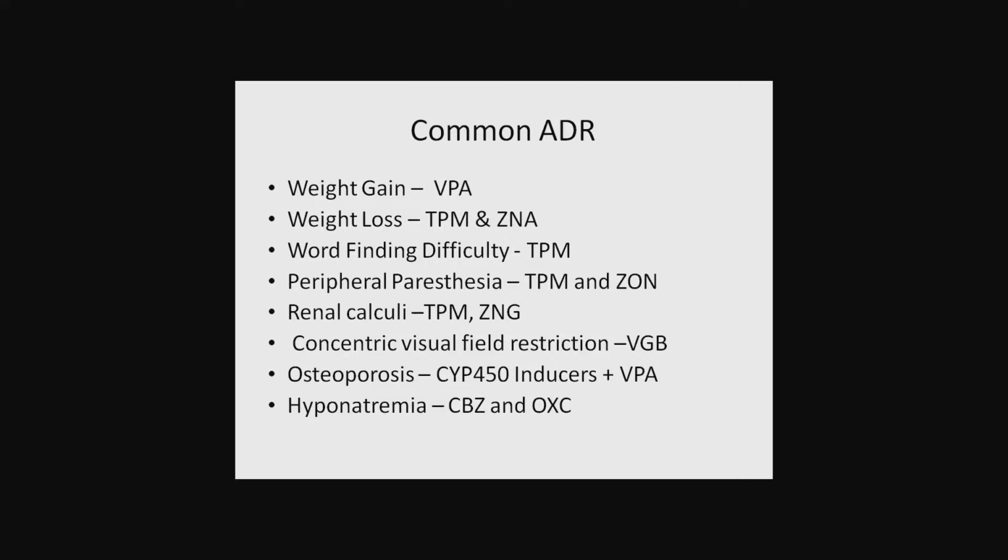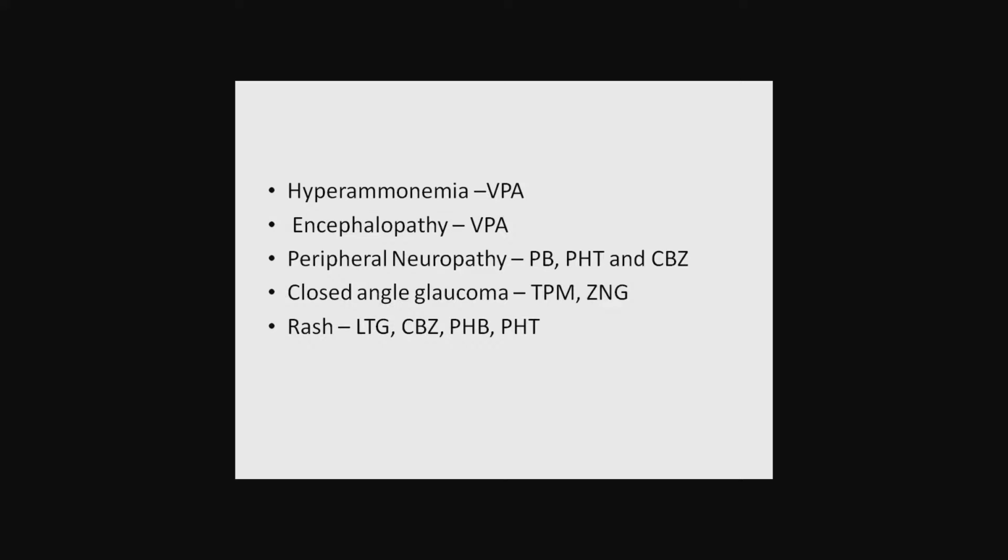Osteoporosis may occur with valproate or with cytochrome P450 enzyme inducers like phenytoin sodium and carbamazepine, so you have to supplement them with vitamin D and calcium. Carbamazepine may cause hyponatremia. Valproate may cause hyperammonemia or encephalopathy. So when you are starting valproate, tell the parent that if there is excessive vomiting, lethargy, or jaundice, then you have to stop valproate. Closed angle glaucoma may occur because of topiramate.